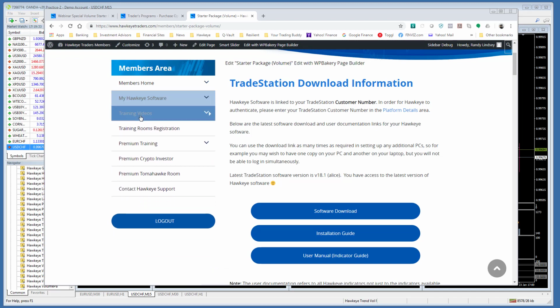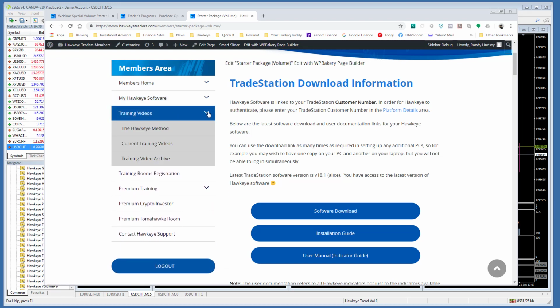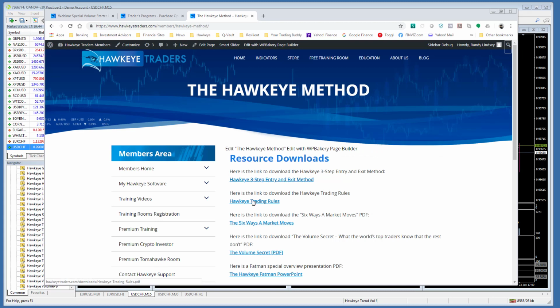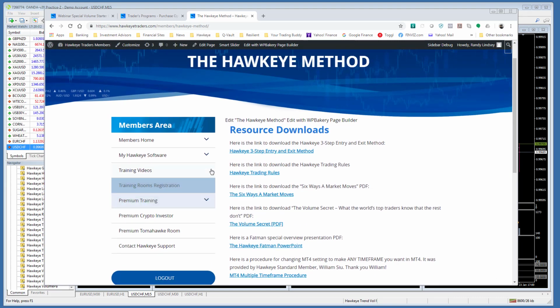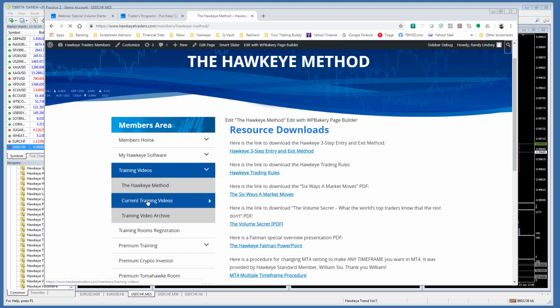Okay. All the training videos are located under here. You can see the Hawkeye method identifies all the tools that you need to follow our 3-step entry-exit method. Here are the Hawkeye trading rules, the 6 ways the market moves. Here's your volume secret guide, a really good overview of the Fatman PowerPoint, and some tools, the multiple time frame tool or the screen magnifier. Those are all available right there in the resources. But other than the method and the training videos, you get access to all the archive of training and videos.